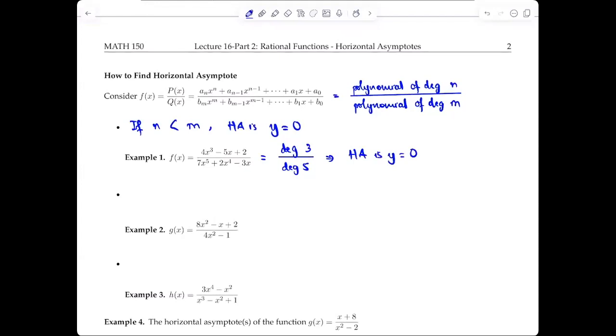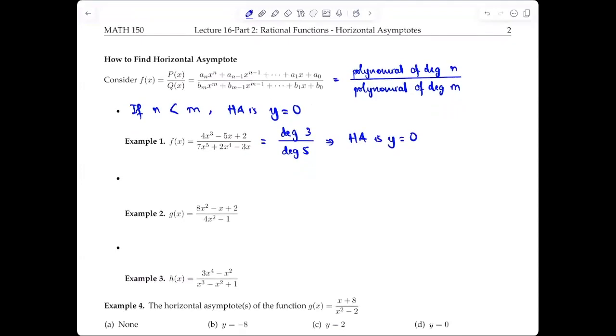So put this answer in some context. Don't just give me 0. Say something like this: horizontal asymptote is y equal to 0. Okay, because if you say x equal to 0, that's going to be wrong. In this case, y equal to 0 is a horizontal asymptote.